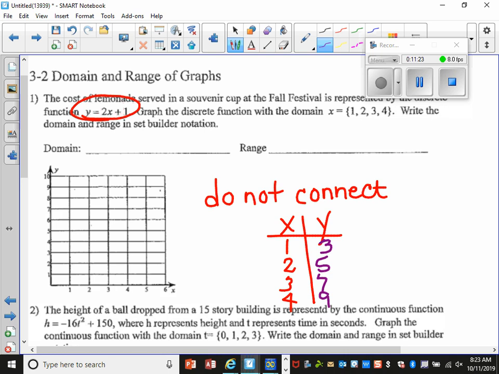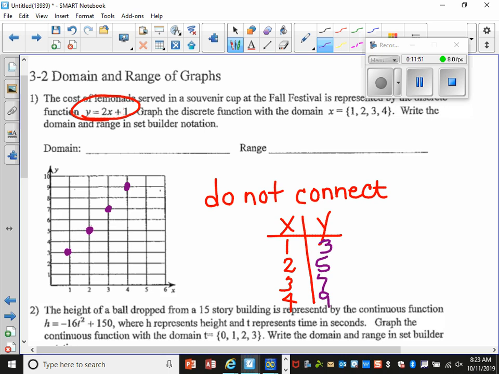And then we'll just plot them. So we're going to go over 1 and up 3, over 2 and up 5, over 3 and up 7, and over 4 and up 9. Okay, and that's all you do. You don't connect these because it's a discrete. That means just very particular points that we're looking for.